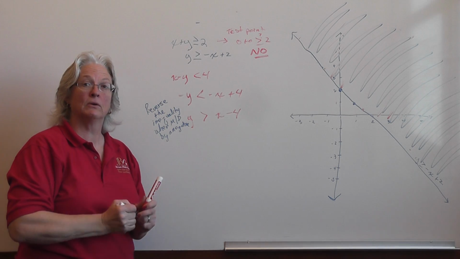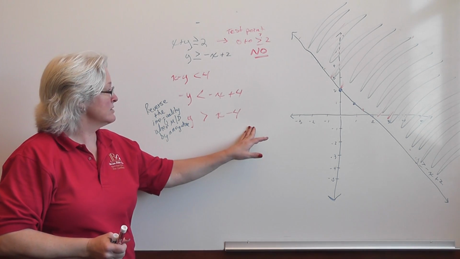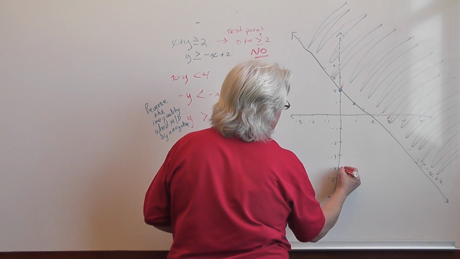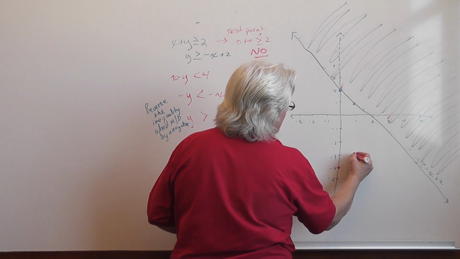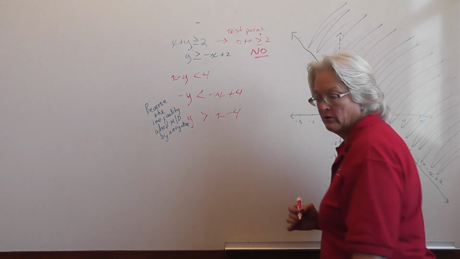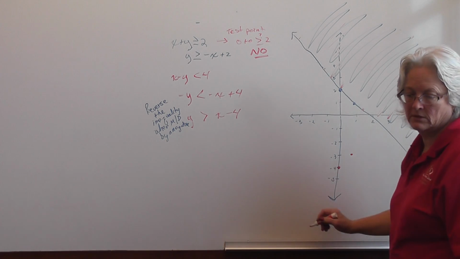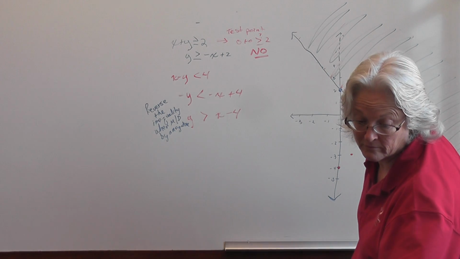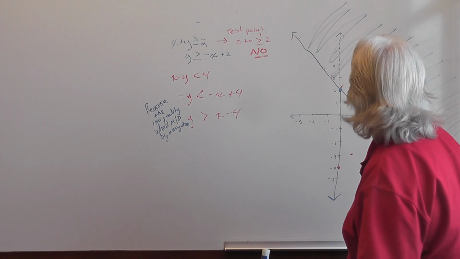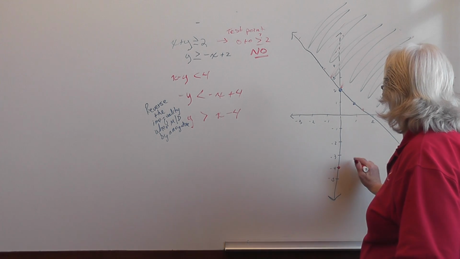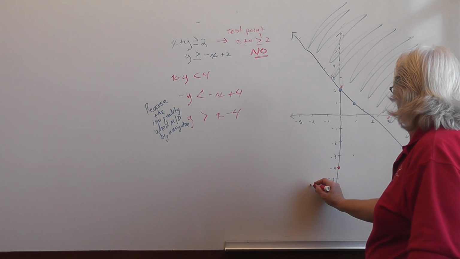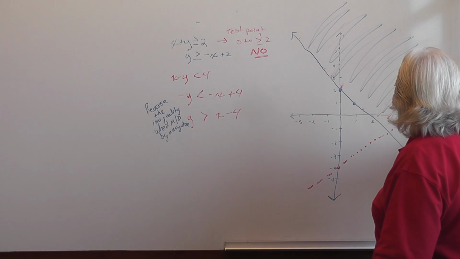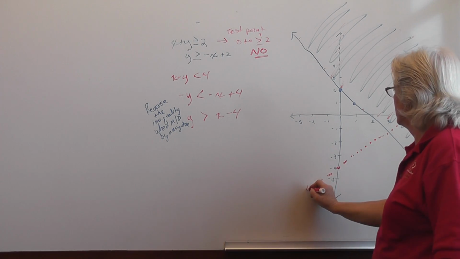How do we graph y is equal to x minus 4? The y-intercept is a -4. The slope is a +1, up and over. Up 1, over 1. Go that way. We're going to have a broken line because the line itself is not a part of the solution.